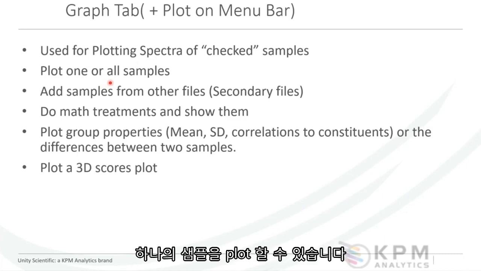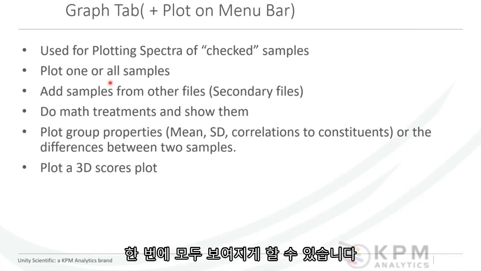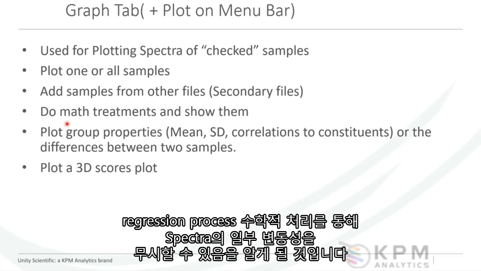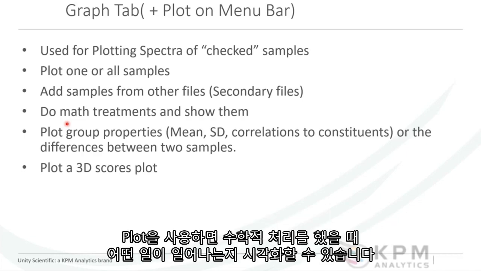You can plot one sample. You can keep stepping through and plotting more and more samples. You can plot them all at once. You can add samples from other files. A really interesting part is putting various math treatments on it. And as we get into the regression part of the course, we're going to see that the math treatment allows us to ignore some of the variability in the spectra that does not help us, and emphasizing or retaining the variability in the spectra that do help us get where we want to go, which is predicting our constituents well.